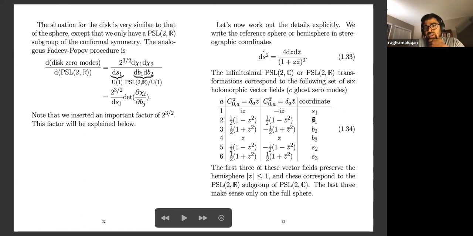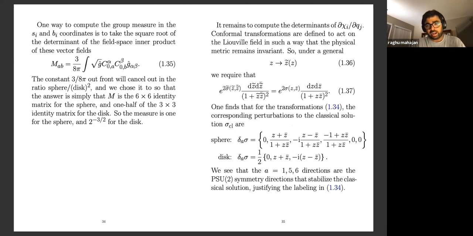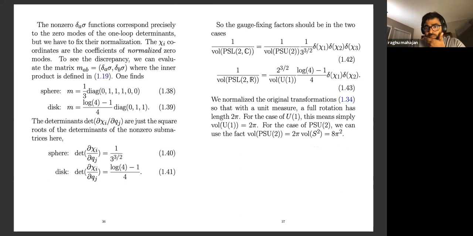So B1, B2, B3 represent the broken generators on the sphere, and S1, S2, S3 form up the SU2. Anyway, I think at this point there's some math you have to keep track of to get all the factors right. But essentially, you take care of this gauge fixing and you find some number.